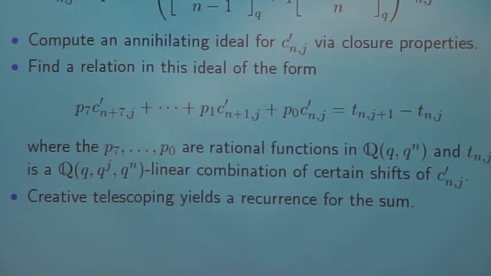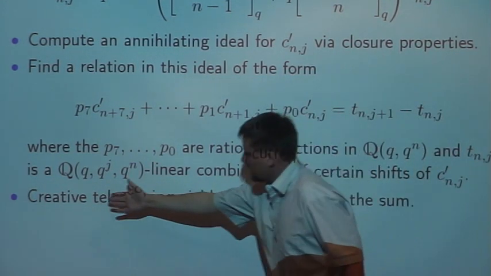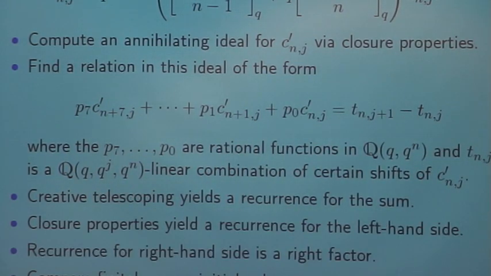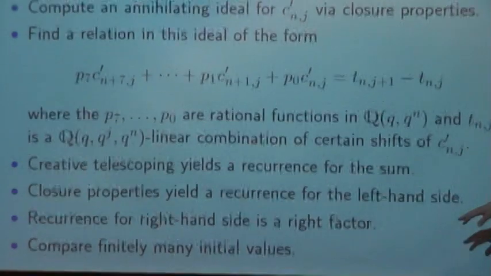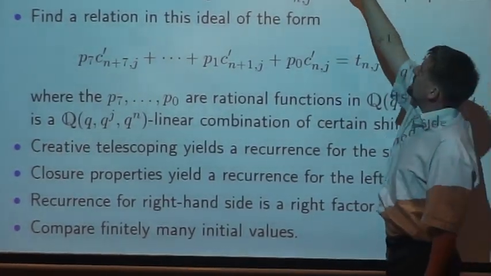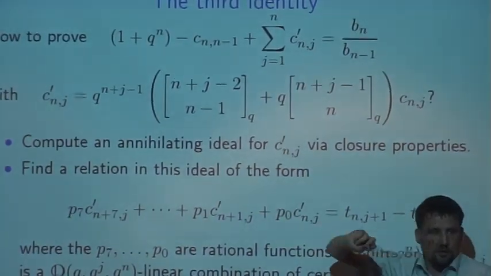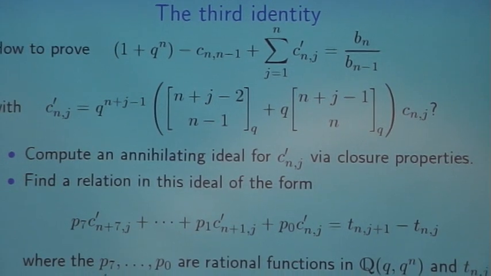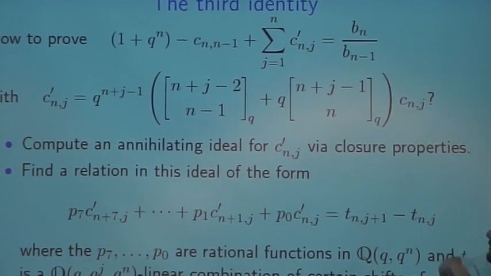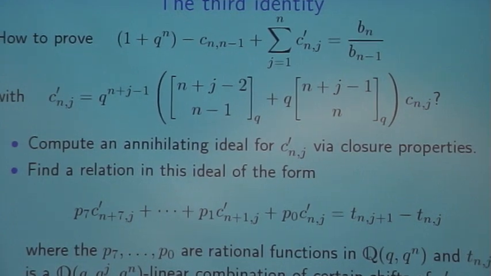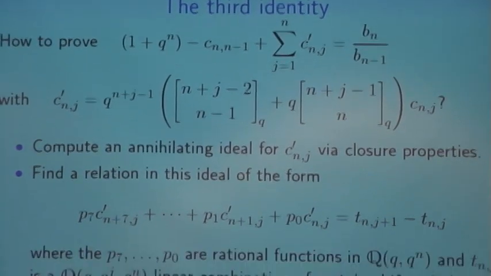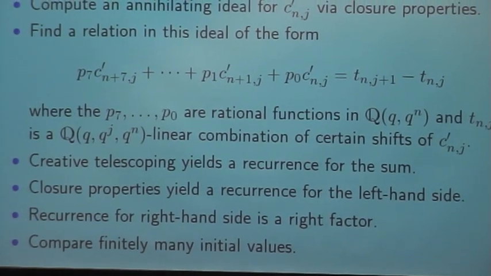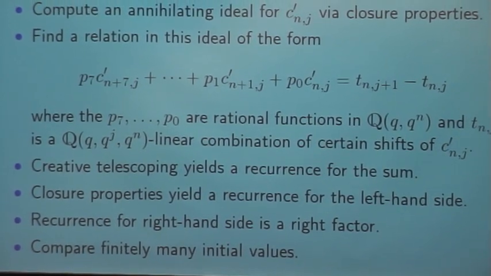This procedure is called creative telescoping. We get a recurrence for the sum, and then the rest is rather simple. If you look at the identity, we have the sum plus some extra stuff. So we have to use again closure properties for sums of functions that deliver us a recurrence for the whole left-hand side of the first line, and then we can compare it to the right-hand side, check initial values, do this business, and we get a rigorous proof that this identity is true.